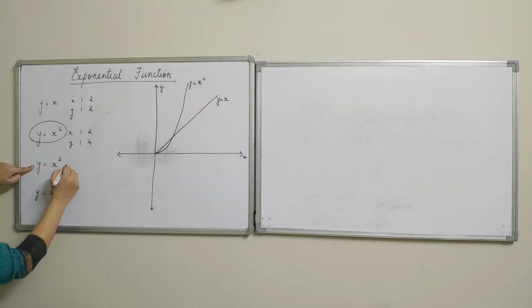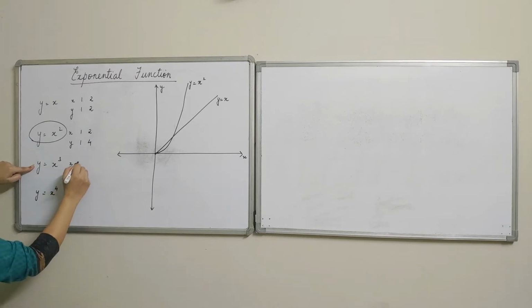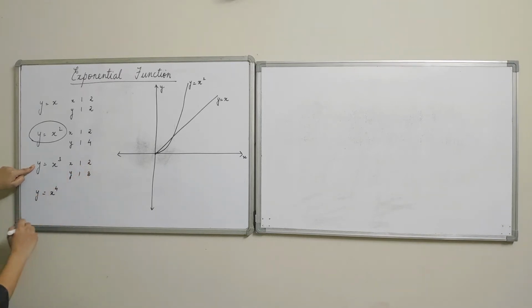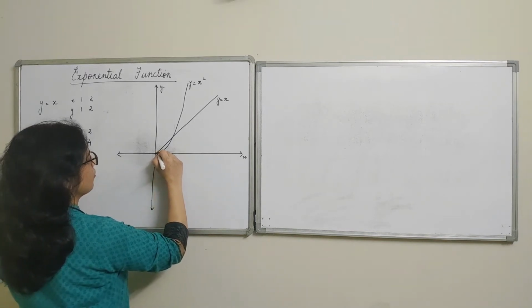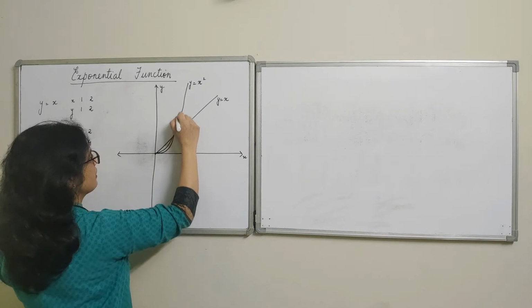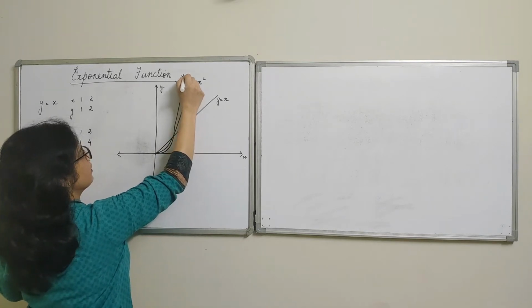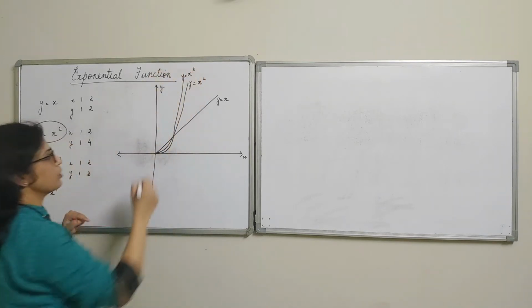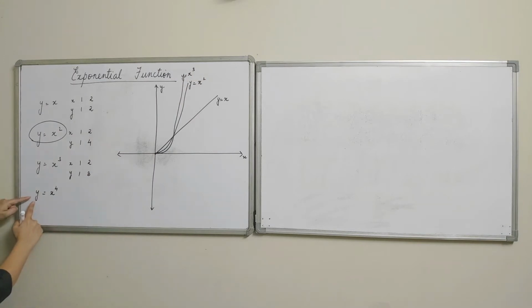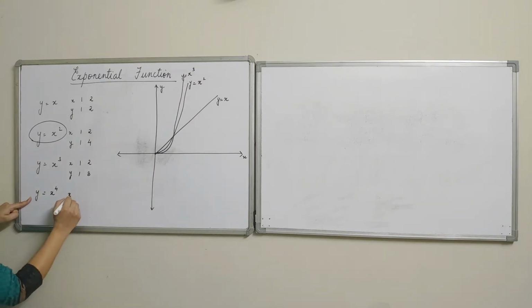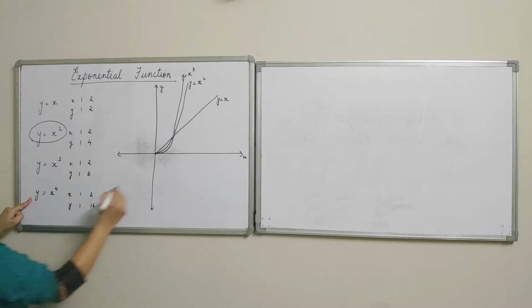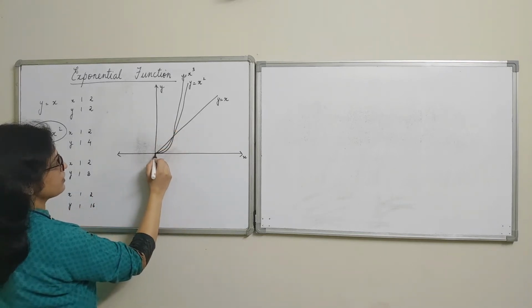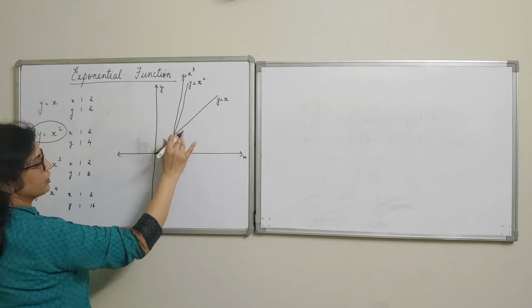Moving down to the third one, here again, if x is 1, y is 1, if x is 2, y is 8. So the curve would be somewhat like this. This is the curve of y is equal to x cube. And likewise when we draw the curve of this, when x is 2, y is 16, so it will be steeper than this. I am basically drawing three curves only.